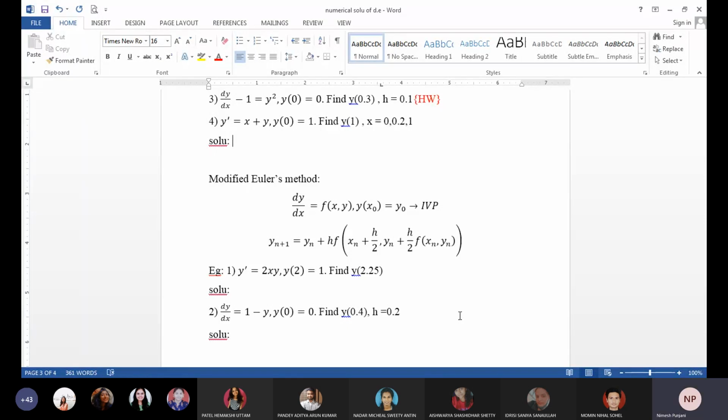This is the formula for the modified Euler's method. Again I repeat, yn plus 1 is yn plus h into f of xn plus h by 2, comma yn plus h by 2 multiplied by f of xn, comma yn. This is the formula for your modified Euler's method.